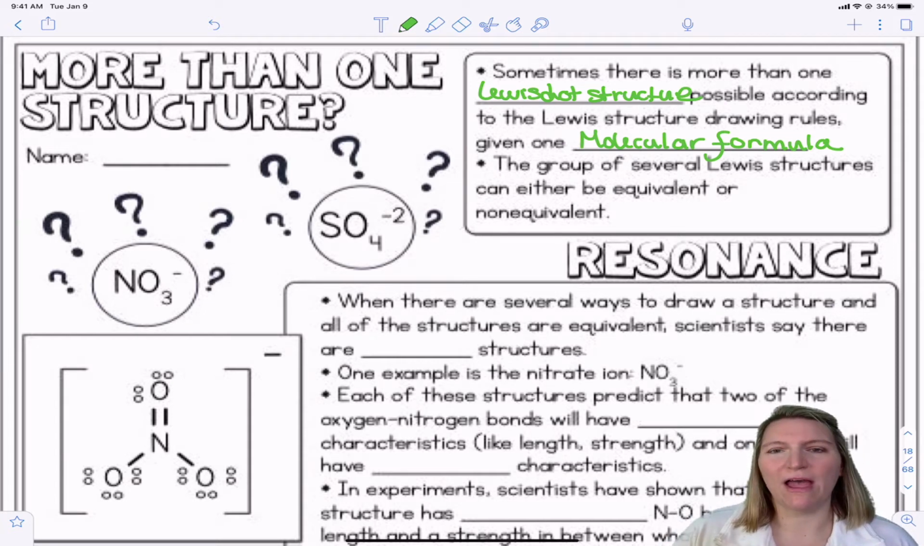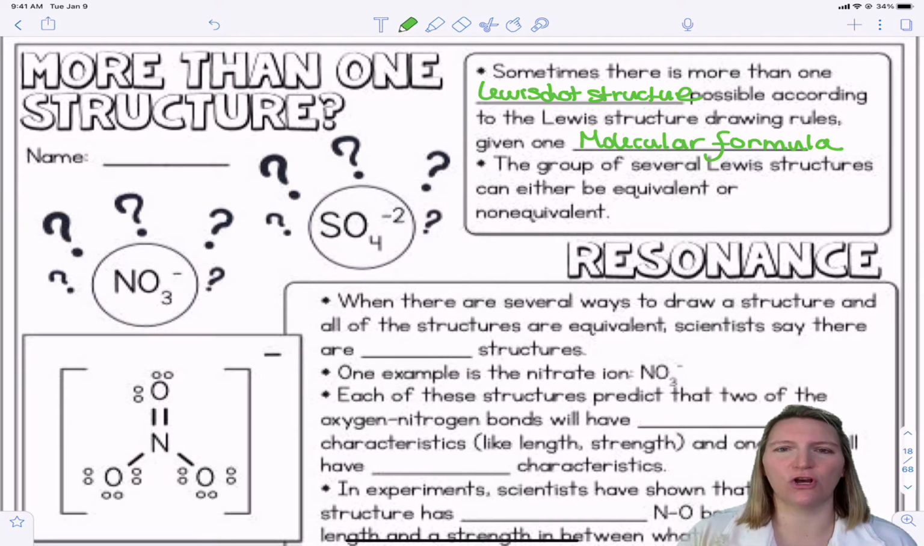So now that we have learned how to draw Lewis dot structures, we're going to move on to some of the more nuanced and specific examples where the rules that we used before aren't going to be enough to give us a good Lewis dot structure. We need to learn some more advanced aspects, and one of them is resonance structures.